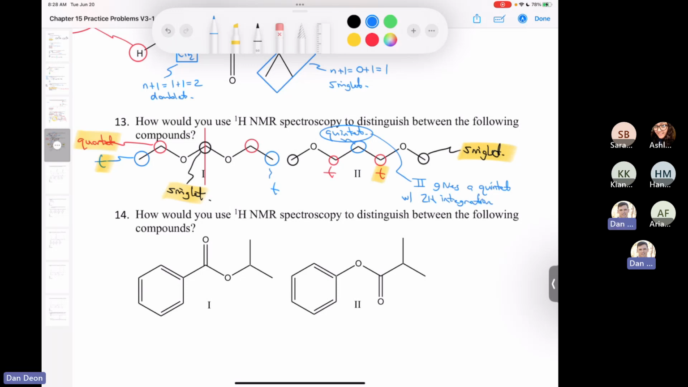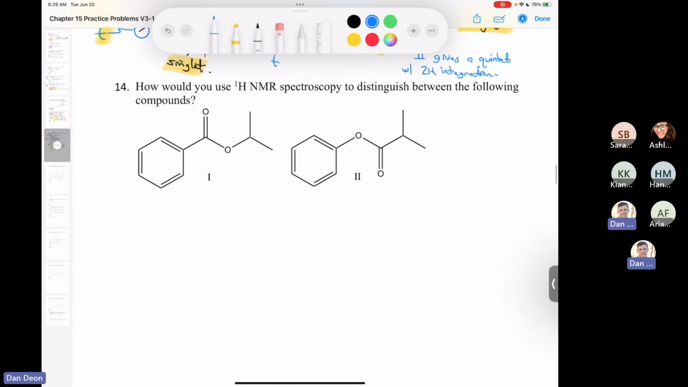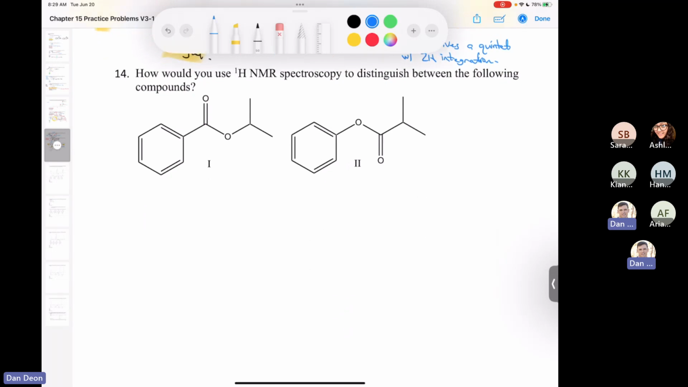Okay, and if you wrote number 1 gives you a quartet with 4 proton integration, I would accept that too. All right, let's get a little practice on our chemical shifts here at number 14. It says, how would you use proton NMR spectroscopy to distinguish between the following compounds?